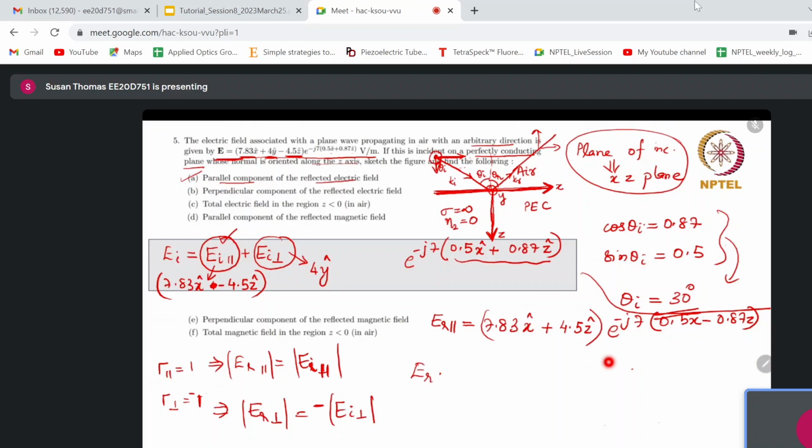Now let's see what ER perpendicular is. What is EI perpendicular? That is 4 y, so minus 4 y cap, multiplied by e raised to minus j beta into, where the wave vector remains the same, 0.5 x minus 0.87 z. Now you see the parallel component of the reflected electric field has x and z components, and the perpendicular component of the reflected electric field will have a y component.